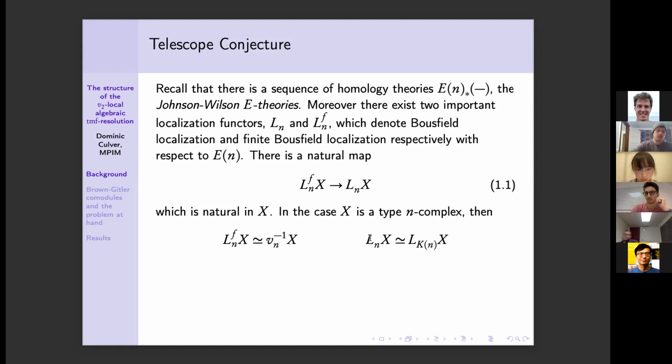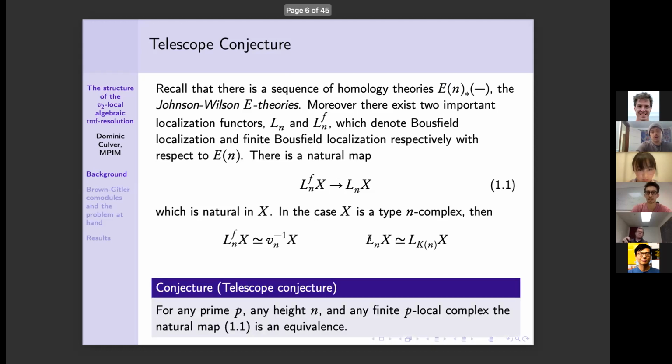Okay, so the telescope conjecture is basically just asking whether or not this map is an equivalence. And you can actually just restrict to the case when X is a type n complex. So you can also think of it as asking whether or not the natural map from the vn telescope on X to the Kn localization of X is an equivalence. There are various reasons to be interested in this conjecture.